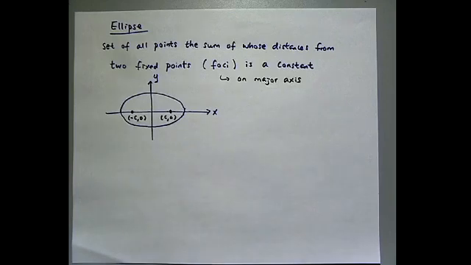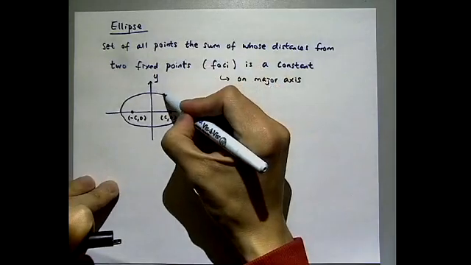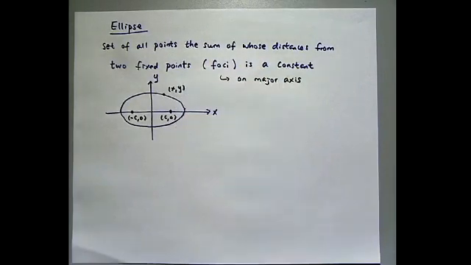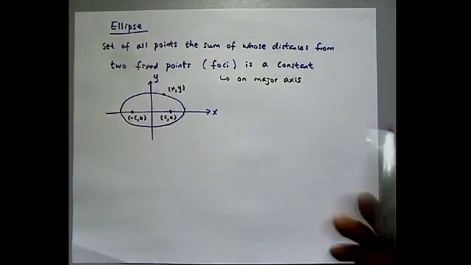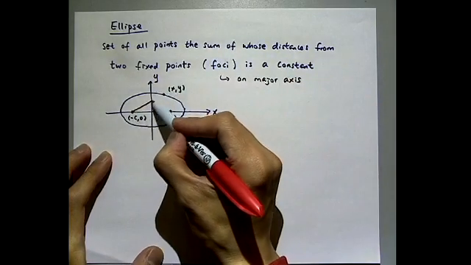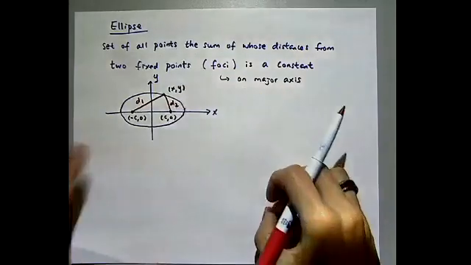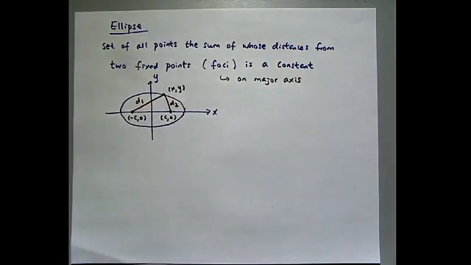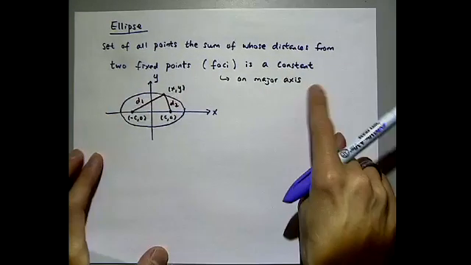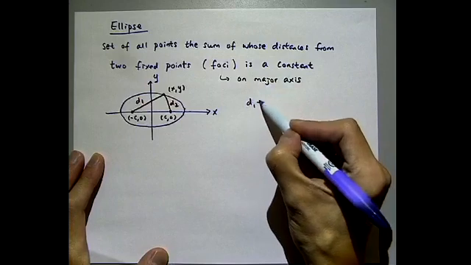To find the equation of an ellipse, we pick a random point on the ellipse again, and we'll find the distance from both of these foci, right? So here's the first one. Here's the second one. Once again, I'll call them D1 and D2. Then, using the definition of the ellipse, we know D1 plus D2 is a constant.